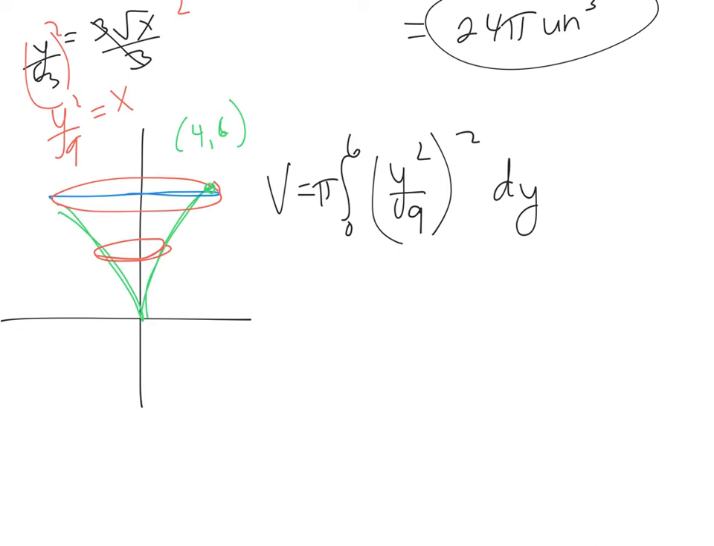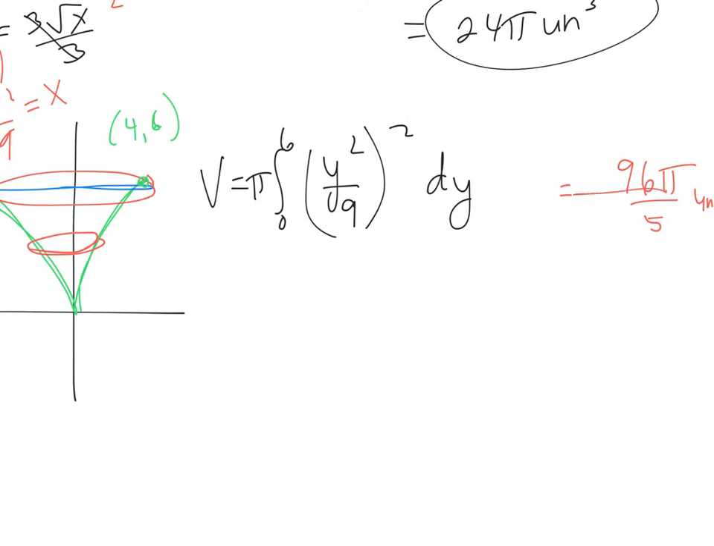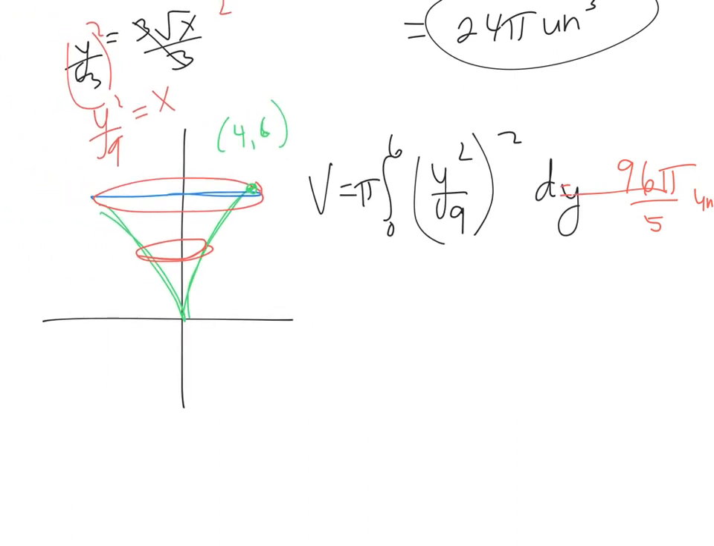Final answer here is going to be 96 pi over 5 units cubed. Whoops. Okay, get the idea. Units cubed for that one.